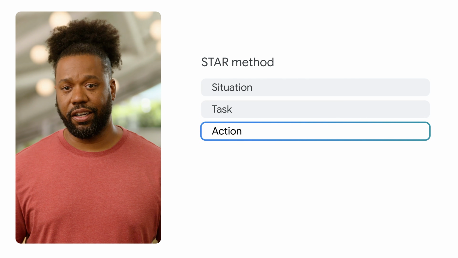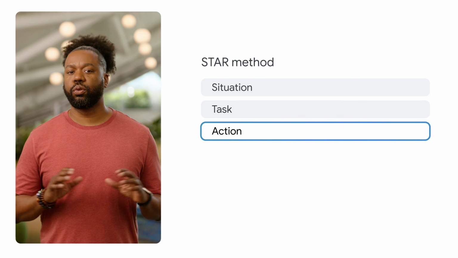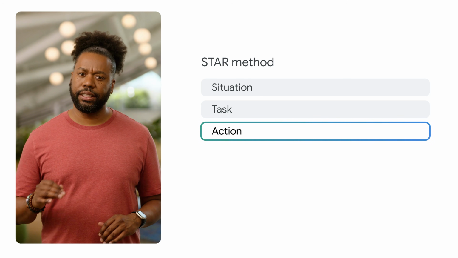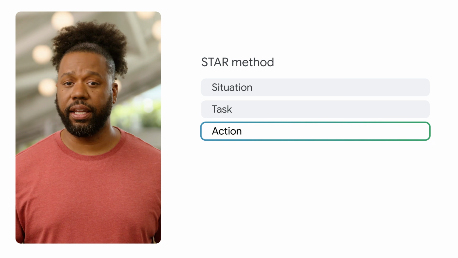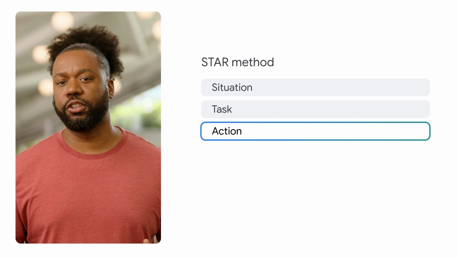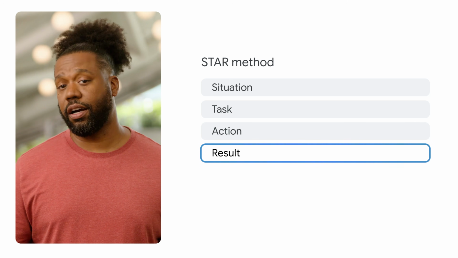That's the A in STAR. In my opinion, this is the most crucial part. Describe the specific steps you took to address the situation or complete the task. Focus on your individual actions and contributions using I statements. For instance, I quickly researched new suppliers that met our quality standards, and I found one who could deliver the part immediately. Finally, share the clear and measurable result of your actions, the R.